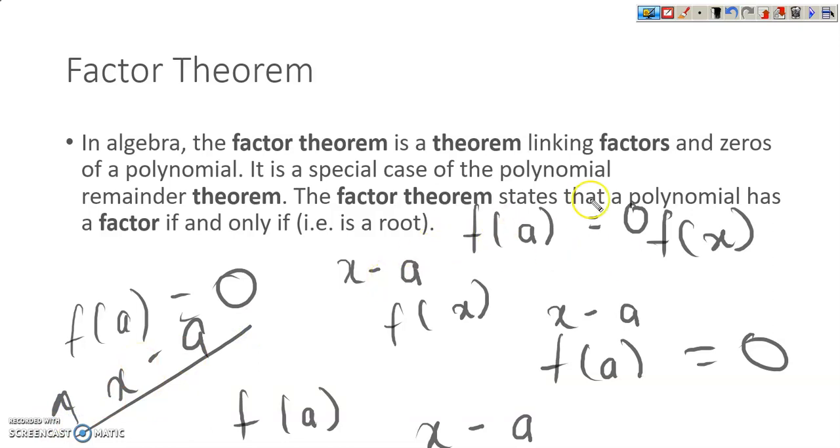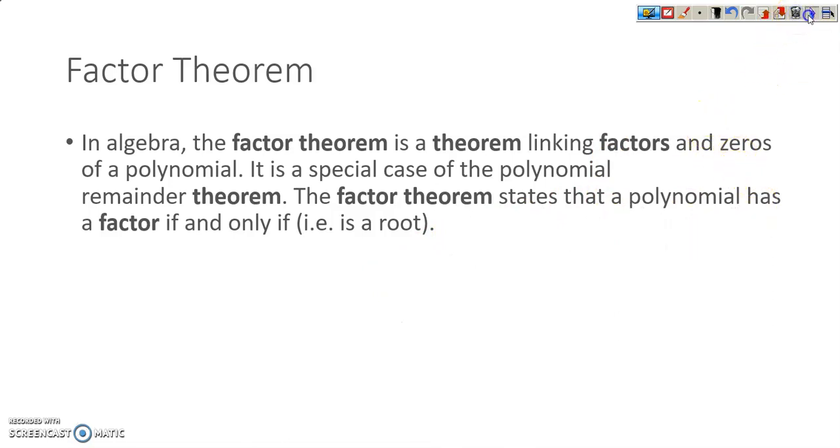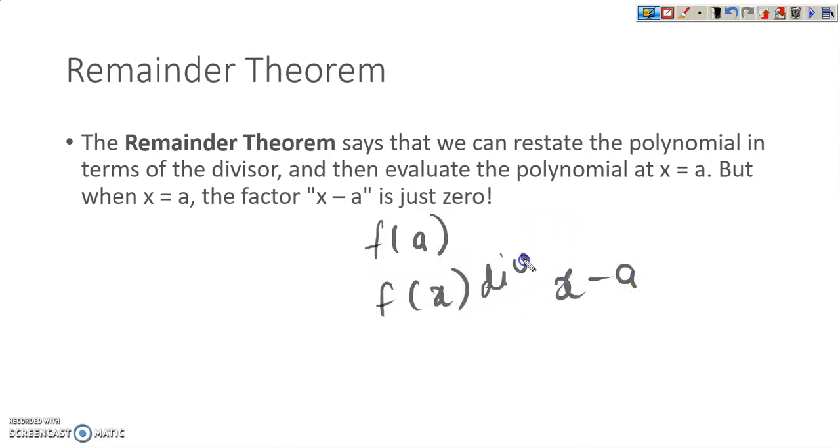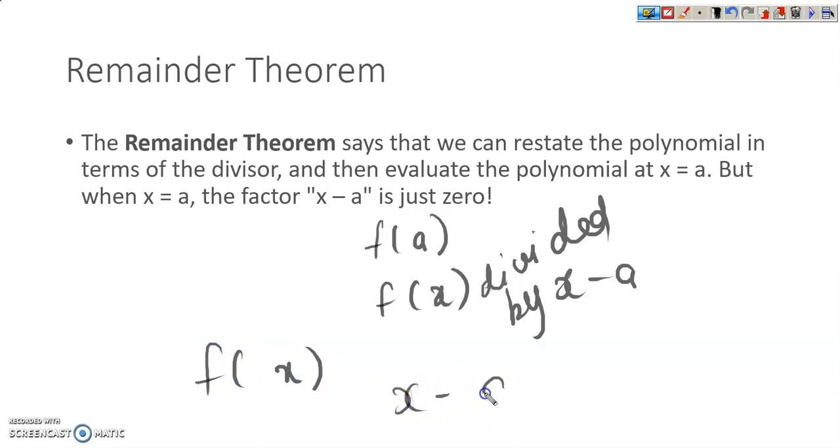So this is a special case of the remainder theorem. Now we'll look at what the remainder theorem is. Remainder theorem states that f(a) is the remainder when the polynomial f(x) is divided by x minus a. So let's take a polynomial f(x) which is to be divided by a linear binomial of the form x minus a. The remainder of this division is f(a).